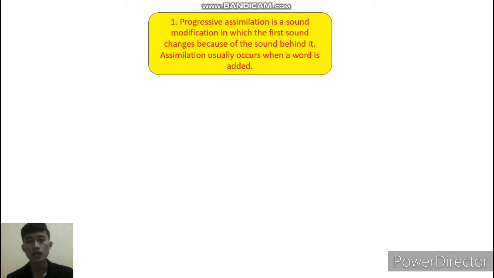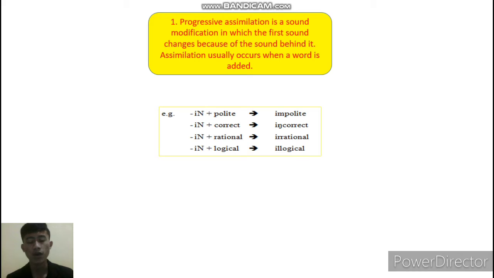Progressive assimilation is a sound modification in which the first sound changes because of the sound behind it. Assimilation usually occurs when a word is added. Then progressive assimilation happens when there is some additional word added to the original word. Okay, this is the example of progressive assimilation: polite becomes impolite, correct becomes incorrect, rational becomes irrational, logical becomes illogical. I think by seeing this picture you will understand progressive assimilation.